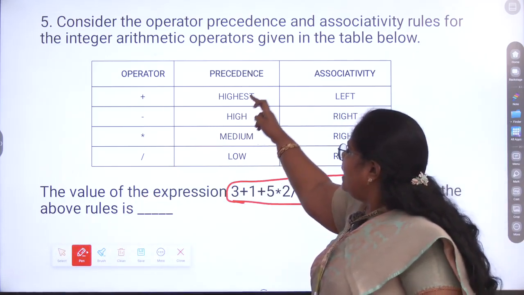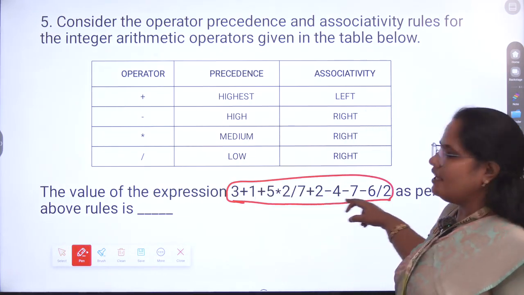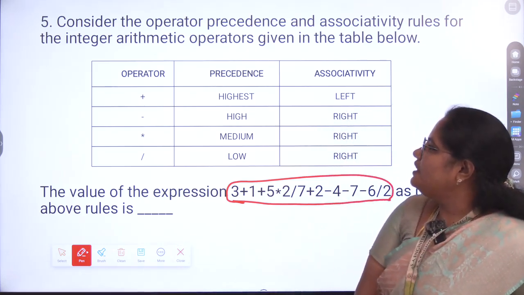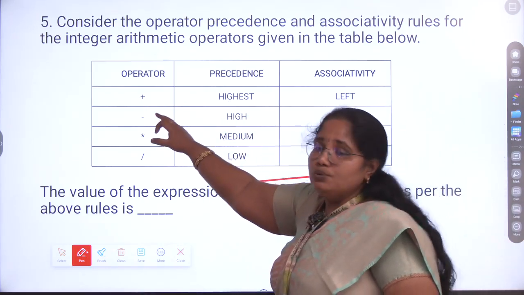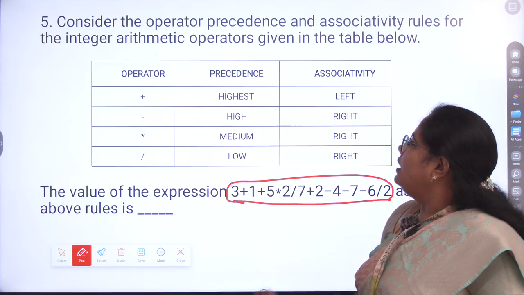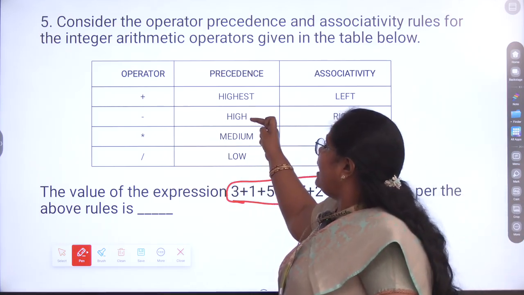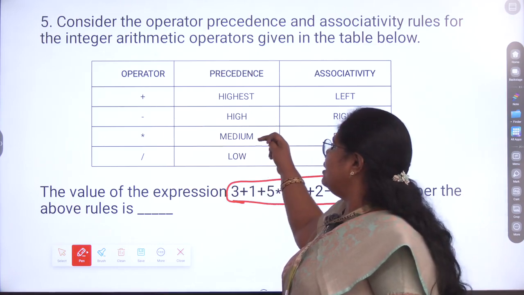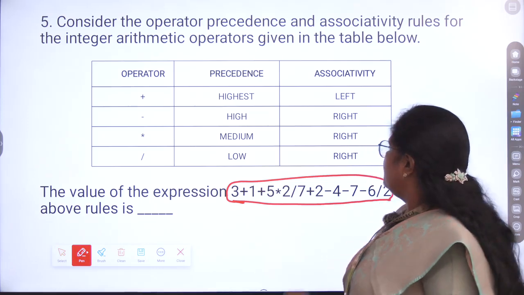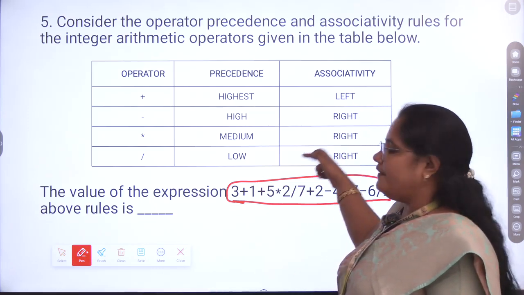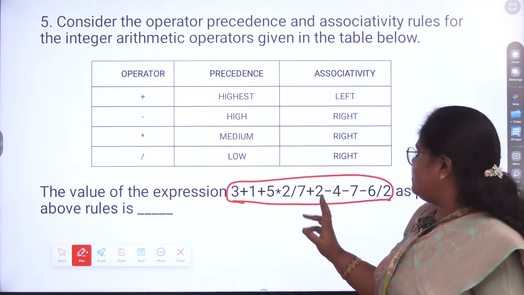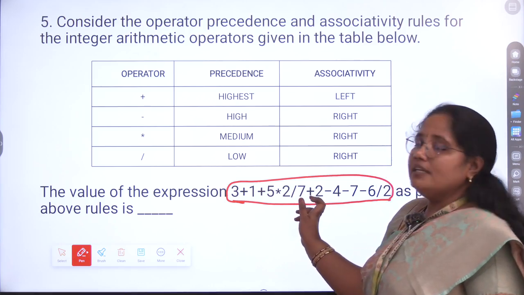Only 4 operators are there in the expression: plus, minus, asterisk and slash. Out of these operators, as per this question, the highest precedence is given to plus. High precedence is minus, medium precedence is for asterisk and low precedence is for slash. Now we will consider the left associativity and solve this expression. Here the highest precedence is plus, so we have to solve the operator plus first.